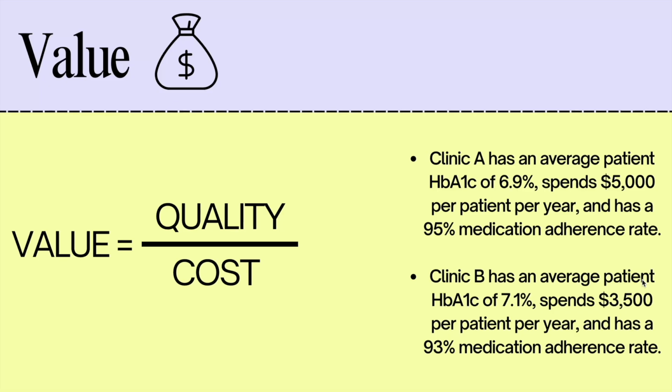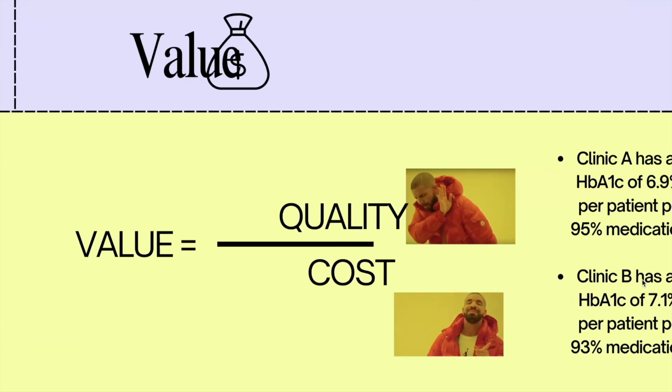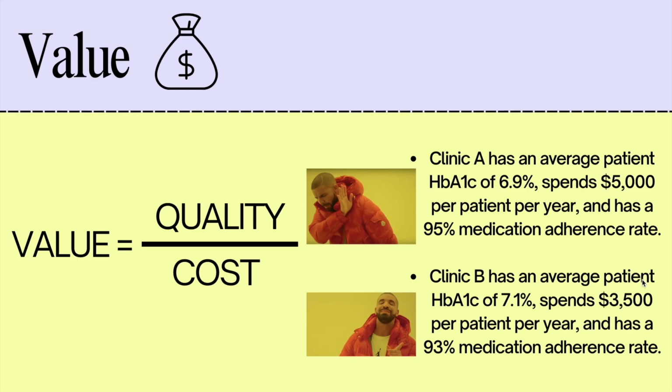Pause the video if you need more time, but it's actually going to be Clinic B. Let's break down why. Clinic A has average hemoglobin A1C for its patients of 6.9%, but Clinic B has 7.1. 6.9, 7.1, these are really similar. And same thing for the med adherence rate, right? 95 versus 93%. I would say these clinics have pretty much the same quality.